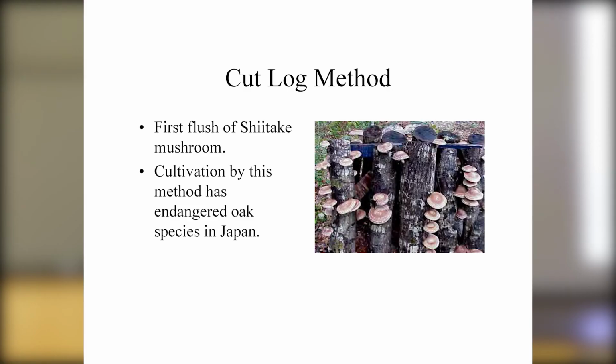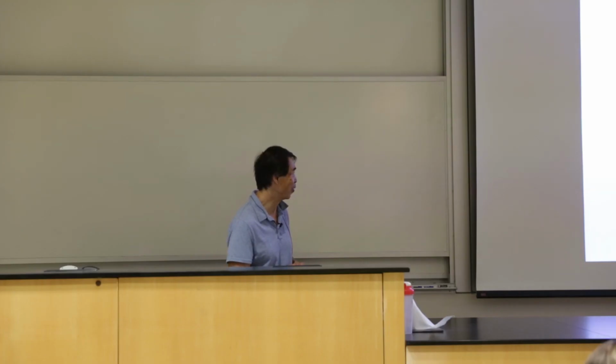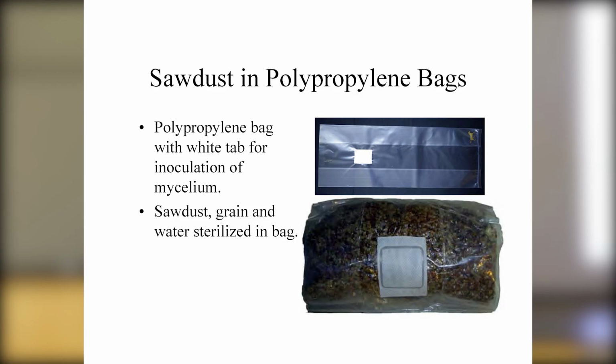But the problem is that you can imagine you make tons of mushrooms every year, and you're cutting these logs. You're really endangering the species from which you're using, and that's what happened in Japan. It was the species of oak that was being used, and pretty soon they were running out of the trees. So, fortunately, they came up with a new idea of using polypropylene bags filled with sawdust.